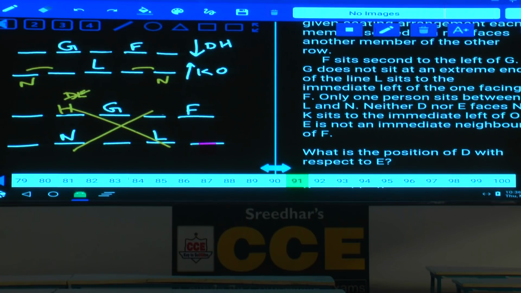E is not an immediate neighbor of F. As E is not an immediate neighbor of F, E must be here. As E is here, neither D nor E faces N, hence N cannot be here. As N cannot be here, where should this N be? N must be at this place. Clear now? Now we could find this N.